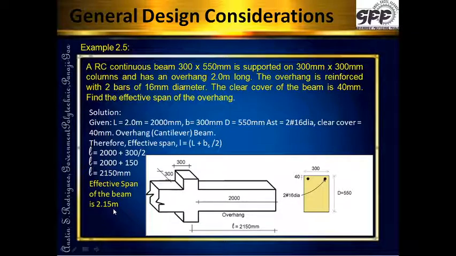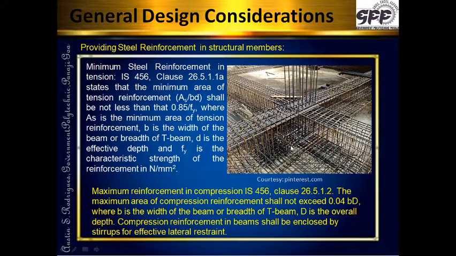Please note, in this case there is no calculation of effective depth necessary because it directly relates it with the width of the support. That's how we calculate the effective span whenever there is an overhang, which is a cantilever. Now there are other 3 provisions which I need to talk about before embarking on the limit state design.